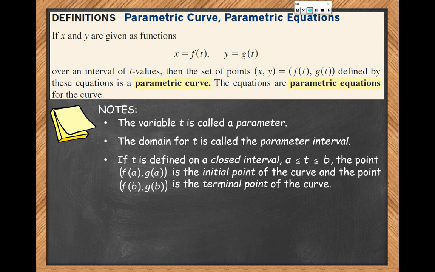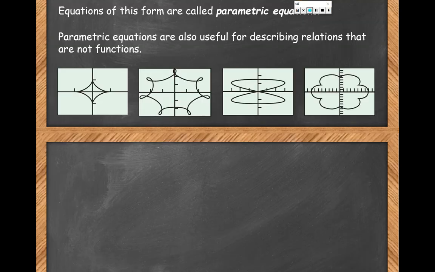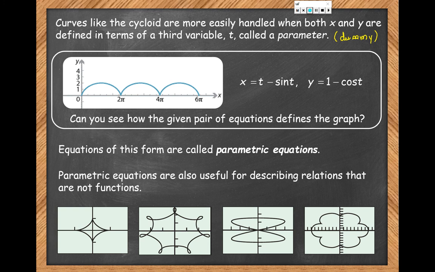If t is defined, the point f at a, g at a is the initial point of the curve. What? If I took t equals 0 and subbed it in here, I'd get 0 minus 0. I get x value 0. When I put in t equals 0 here, I get 1 minus cos 0, which is 1. 1 minus 1 is 0. I'd get the initial point.